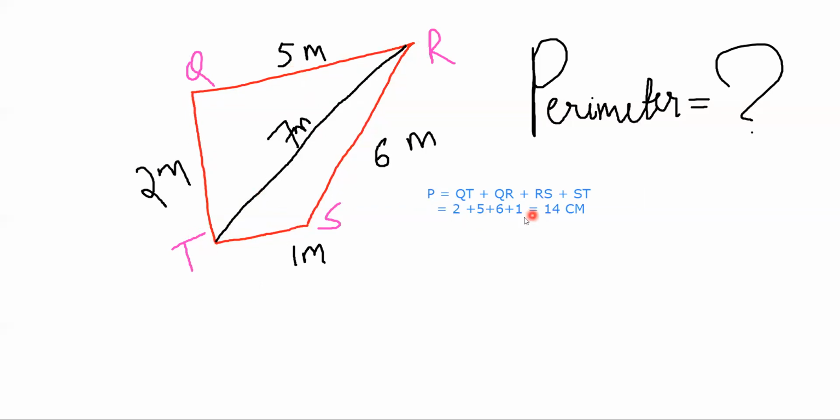So I have given it 2, 5, 6, 1. I have not added 7 over here. We will not add the diagonal. Please remember this question is a guarantee question in your examination.